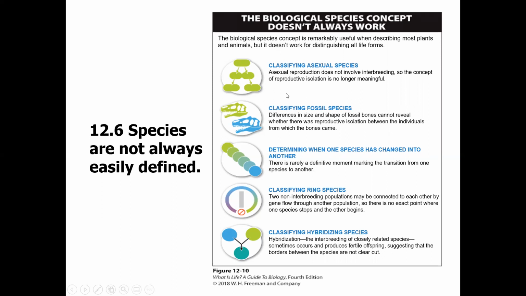We'll go through each individually, but to highlight them all, the first one is classifying asexual species, which are species that can reproduce by creating a copy of themselves. Next are issues we have with the fossil record. Ultimately, determining transition points from one species to another can be a little more tricky. Then classifying what's called a ring species, and classifying a hybrid species, a mix of two organisms, like the zorse or the mule.